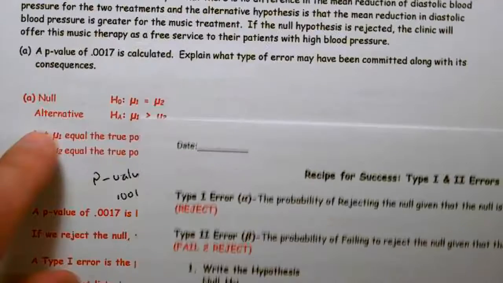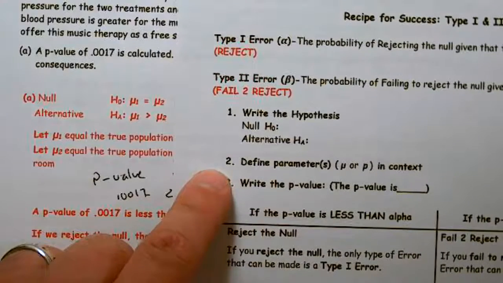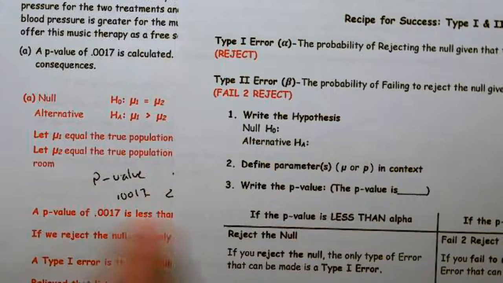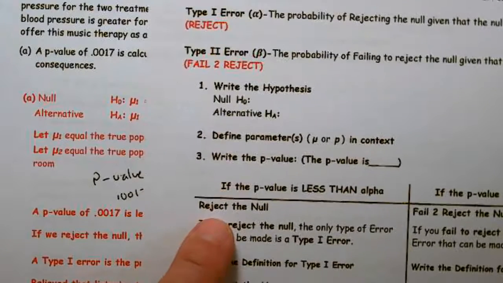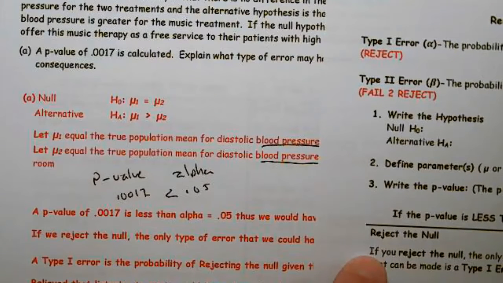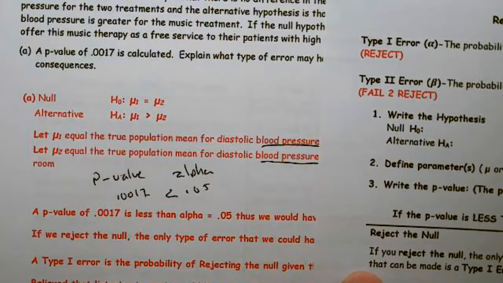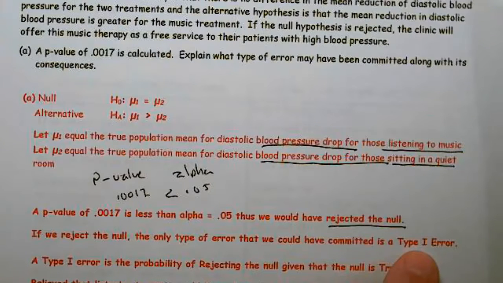So the very first thing on the recipe says, write the hypothesis. Well, we did that. The next thing said, define the parameters. We did that. The p-value, we did that. Then we said, oh, we reject because our p-value is less, so that's the first thing. Then the next thing, if you reject a null, the only type of error that we could have committed is a type 1. So we just wrote that down.